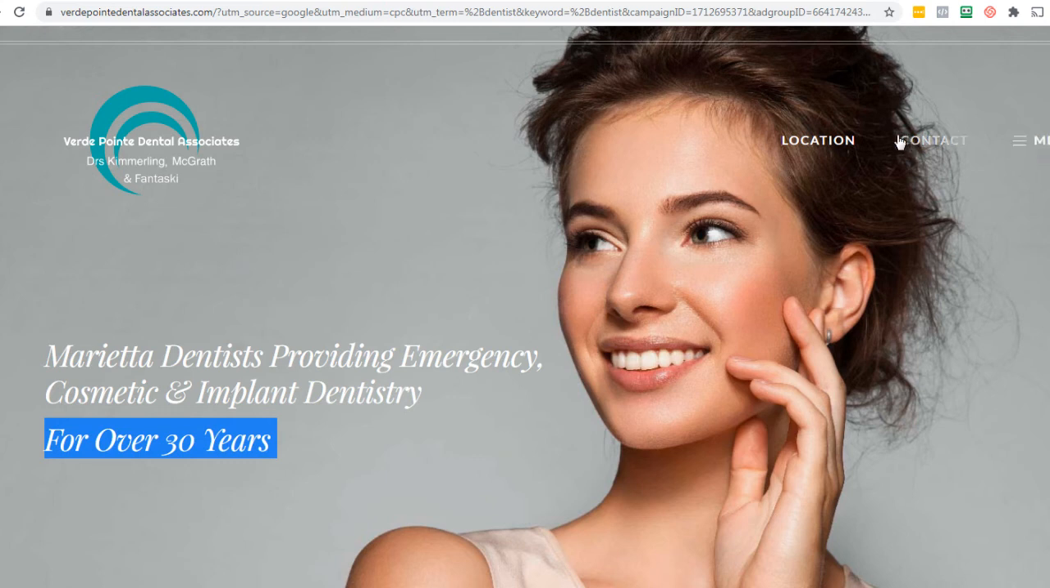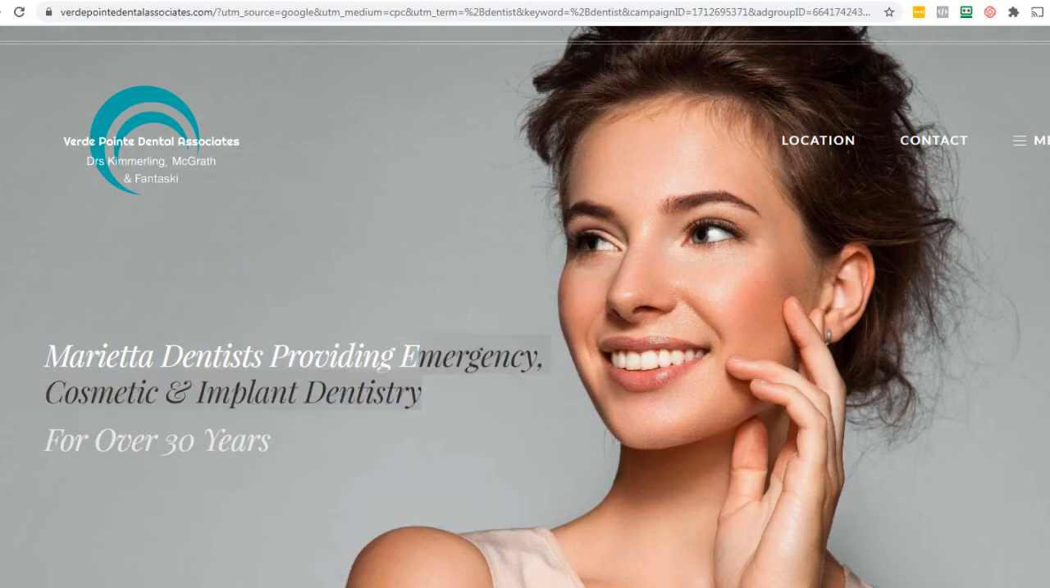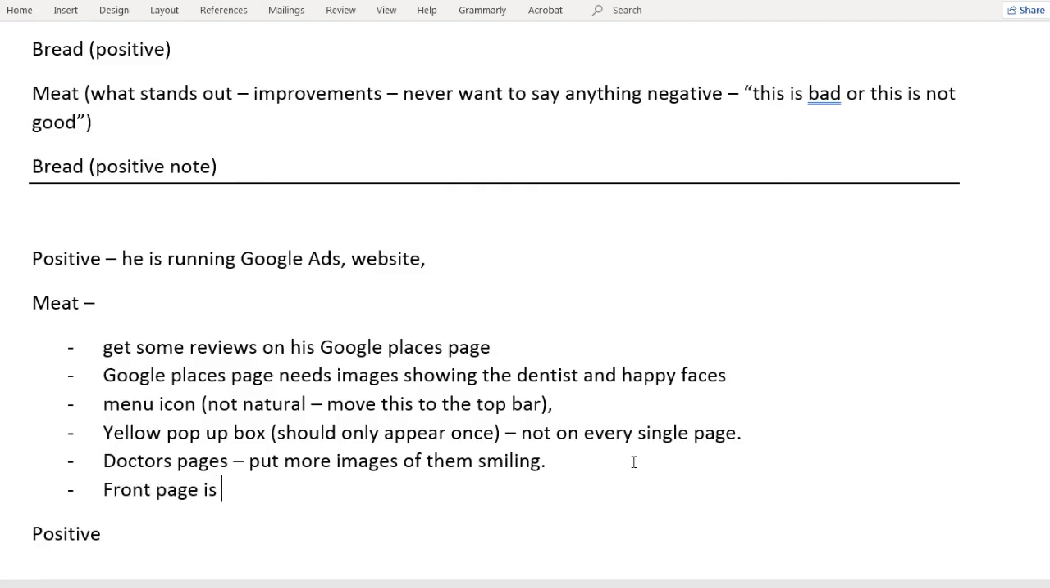So obviously we can see that this is a fairly big practice. So they must be doing well, but they could be doing a lot better. And that's the point. So front page is too long. They need to break it up.